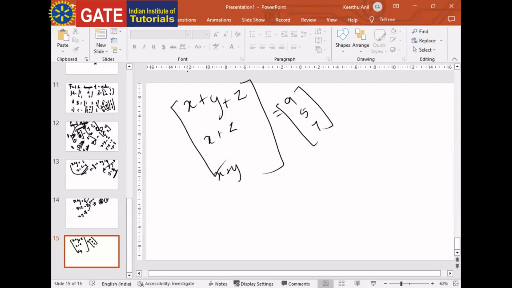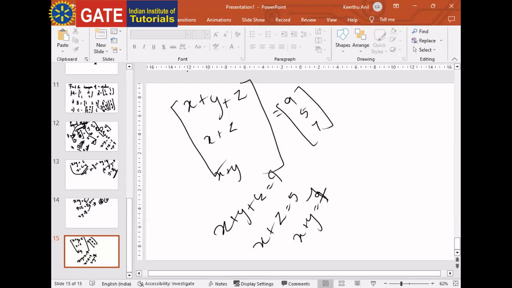Here there are x, y, and z. There are 3 variables, so it requires 3 equations to solve. So here x plus y plus z is equal to 9. That is one equation. Now what is the second one? x plus z is equal to 5. Now x plus y is equal to 7.